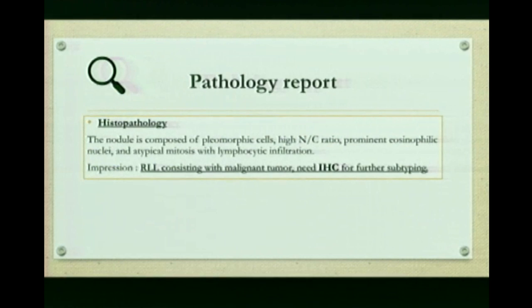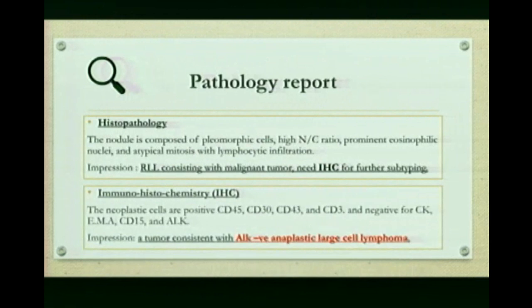I think we sent the stain slides to the hospital and then to the university, and they confirmed the data. The immunohistochemistry came out positive for many markers for T-cell lymphoma. So the tumor was consistent with ALK negative anaplastic large cell lymphoma, which is a very rare subtype of T-cell lymphoma. Nobody thought even 1% that this is lymphoma.